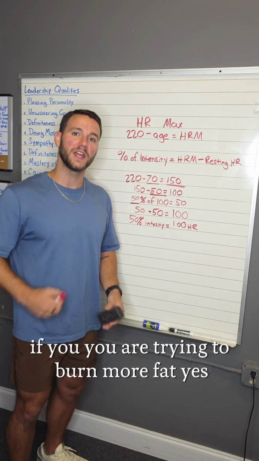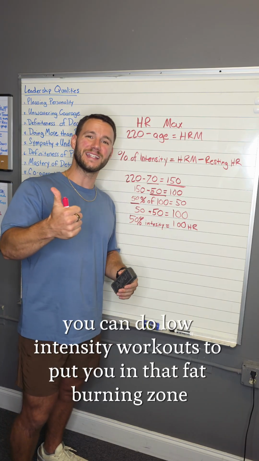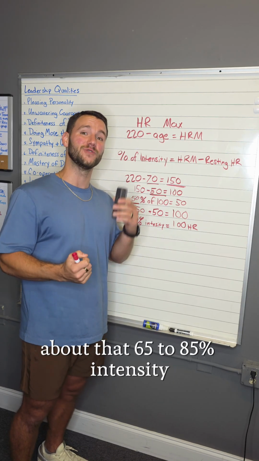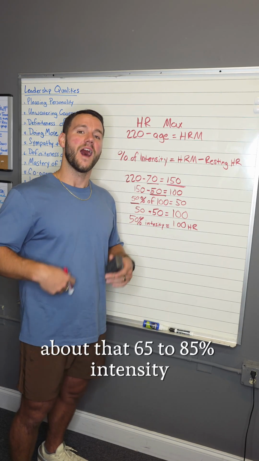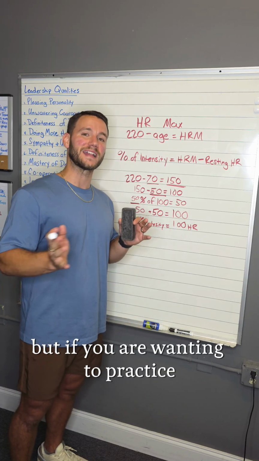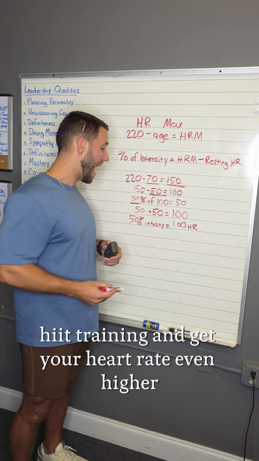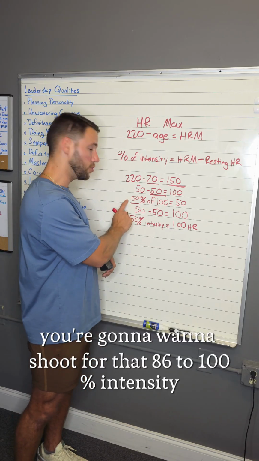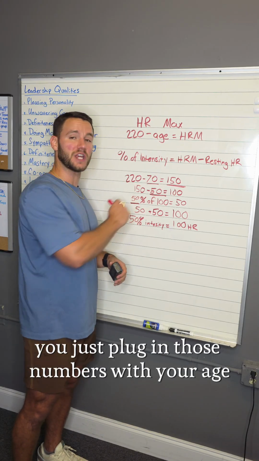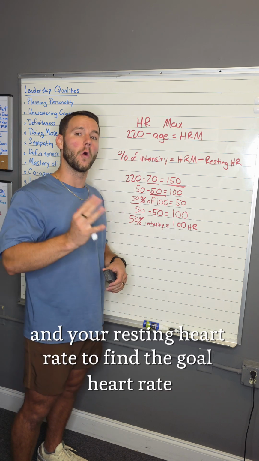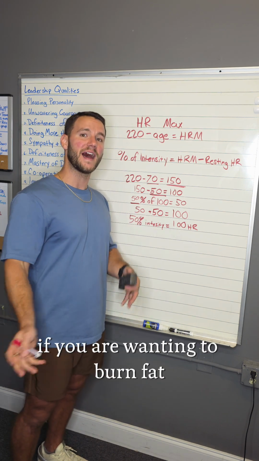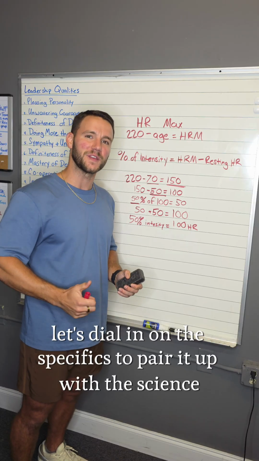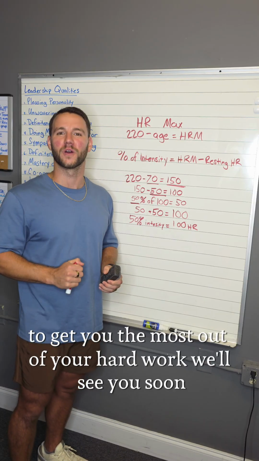If you are trying to burn more fat, yes, you can do low intensity workouts to put you in that fat burning zone, about that 65 to 85% intensity. But if you are wanting to practice HIIT training and get your heart rate even higher, you're going to want to shoot for that 86 to 100% intensity. You just plug in those numbers with your age and your resting heart rate to find the goal heart rate. If you're wanting to burn fat, let's get detailed. Let's dial in on the specifics to pair it up with the science to get you the most out of your hard work. We'll see you soon.